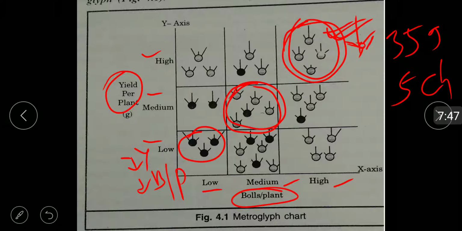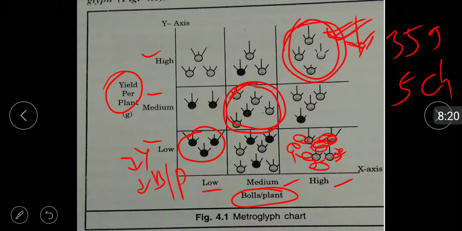Coming to demerits, the main disadvantage is that inclusion of a large number of genotypes sometimes leads to overlapping of glyphs on the graph. If there are more genotypes, it becomes clumsy. If glyphs overlap, we cannot easily differentiate them. This is the main demerit of metroglyph analysis.